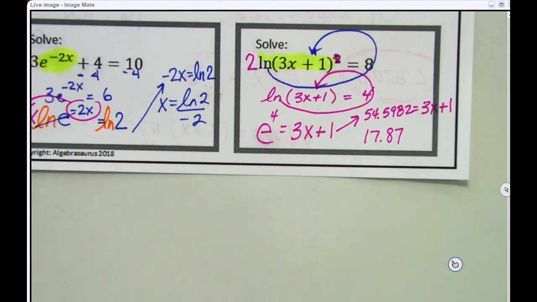So, let me know when you get stuck. Don't spin in circles on this one. Okay, let me help you through it.